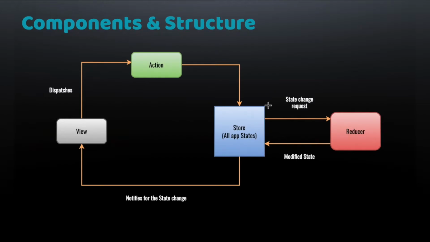And whenever the application needs a new state, this state will always come from the store. So this is the single source of the truth in the Redux architecture. To understand the control flow, we will start from the view layer. Whenever the user does any interaction on the view layer, then corresponding to that interaction, the view dispatches an action over the store.